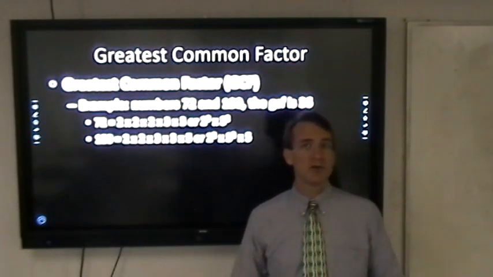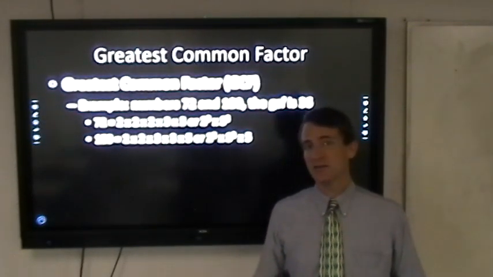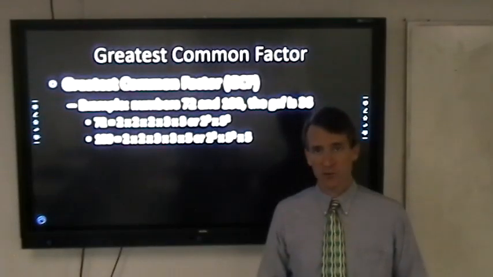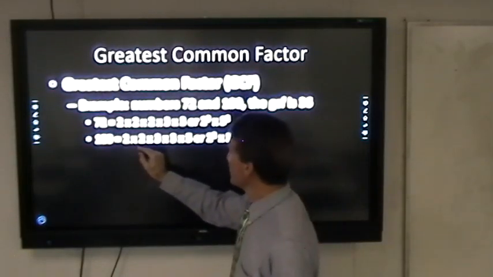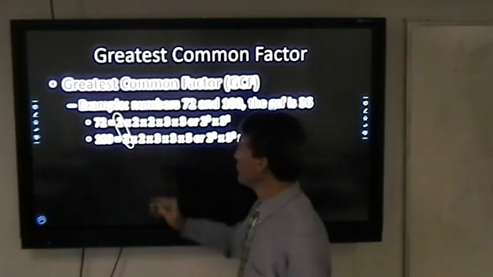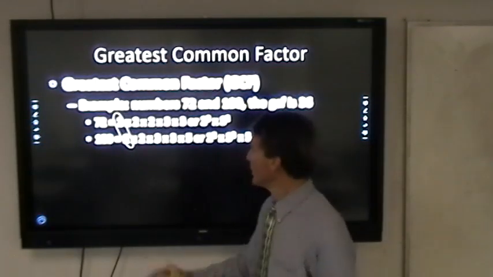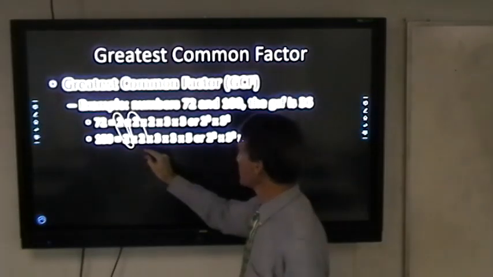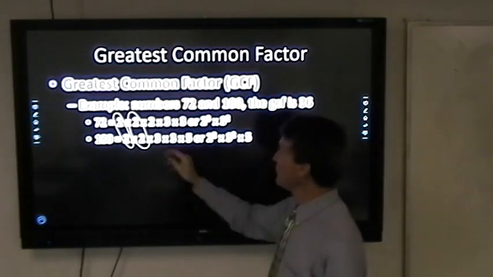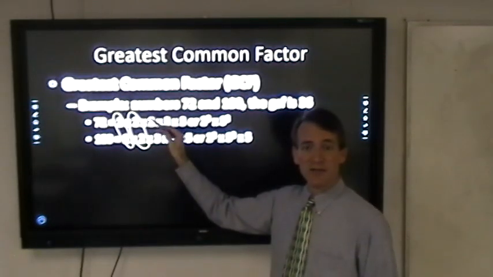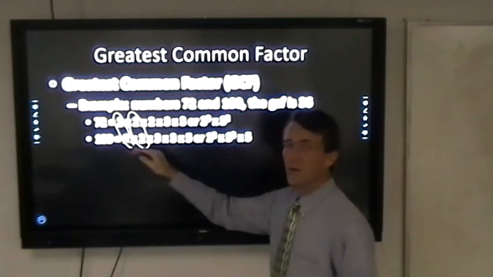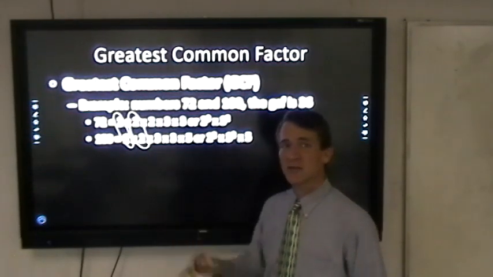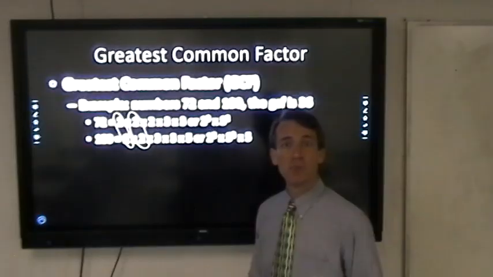So now what I'm going to do is look at everything that is common, even repeated numbers that are common. So I look here and I see that I have a 2 in both of those numbers. I have a second 2 that is common to both of those numbers. I do not have a third 2, however. Even though 72 has 3 factors of 2, 180 only has 2. So I can only take the 2 that is common to both.